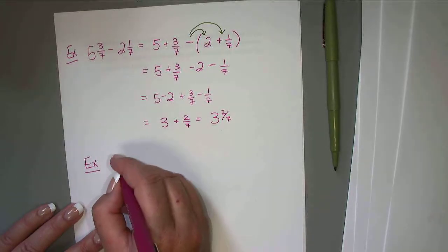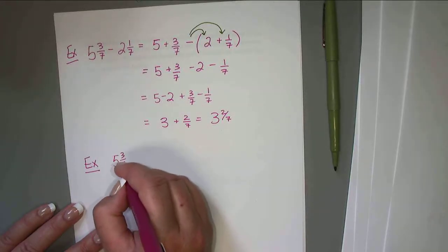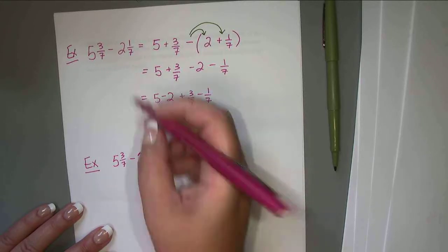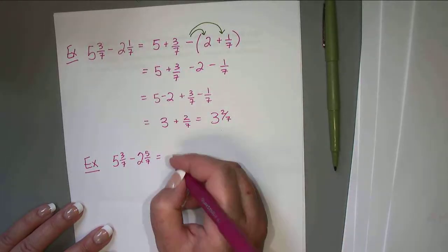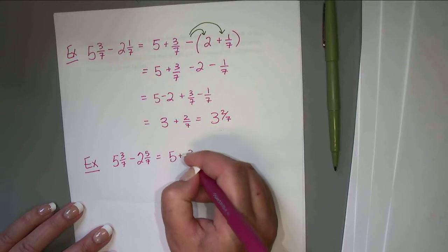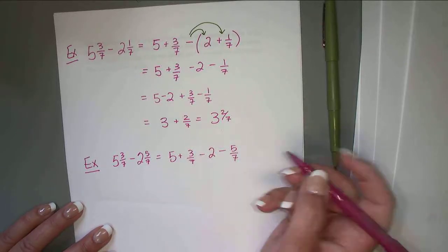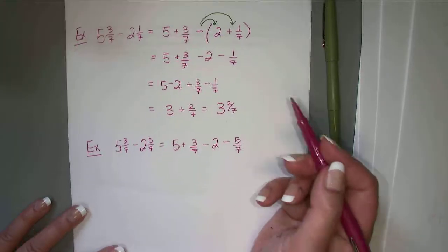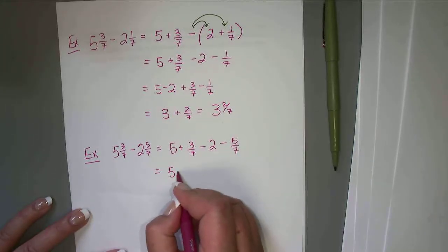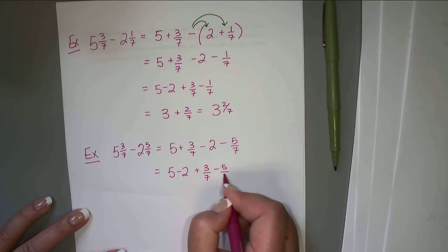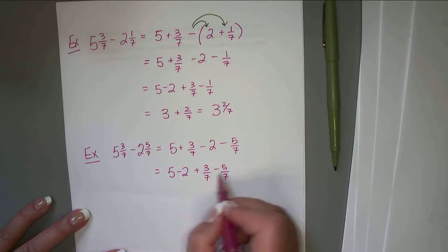So if I had 5 and 3/7 and I want to subtract 2 and 5/7. Similar question. I changed that 1 to a 5. Let's break it up. We want to subtract both the 2 and the 5/7. We talked about that up here. So we have 5 minus 2, which is 3. But now we have 3/7 minus 5/7, which we can't do without getting a negative.